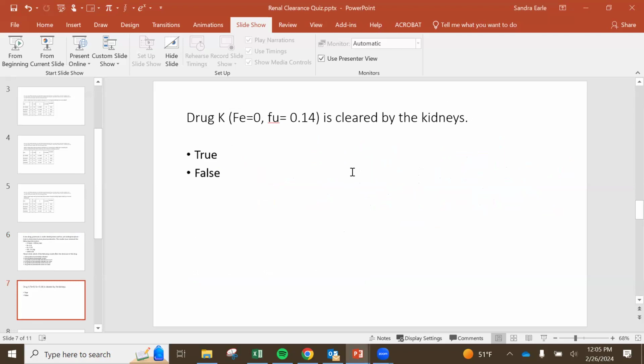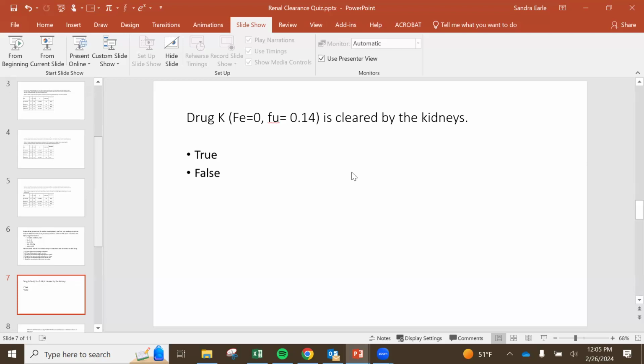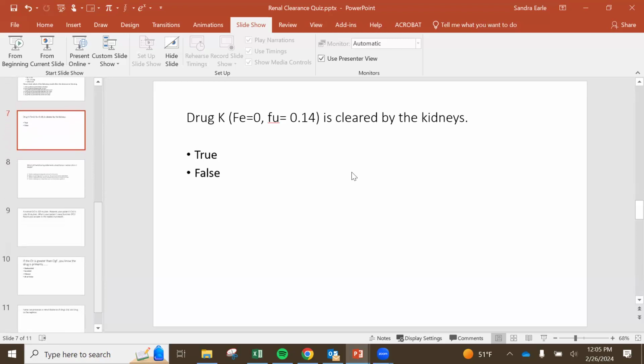All right. Drug K has an Fe of 0. What does Fe of 0 mean? Well, that means that none of the clearance is dependent upon the kidneys. So really here it's a hepatically cleared drug, we're assuming. So Fe is 0, fraction unbound is 0.14, so it's highly protein bound, is cleared by the kidneys. Is that true or false? No, it's false, right? Because we just said if there's no drug found in the urine that's still of the parent drug, we know that it's all being metabolized or cleared in another way.